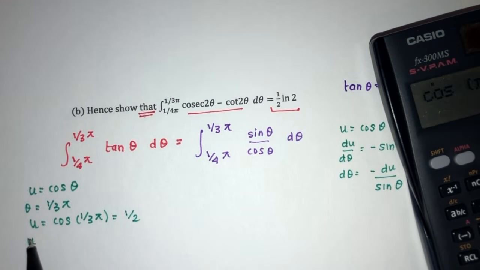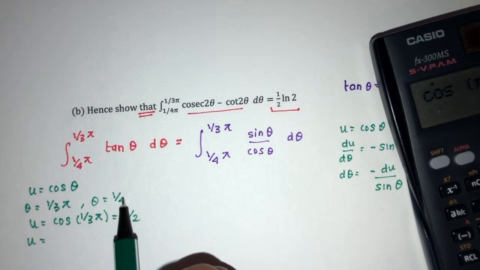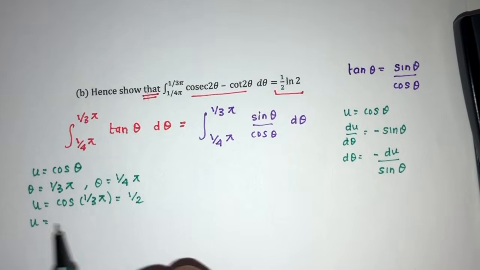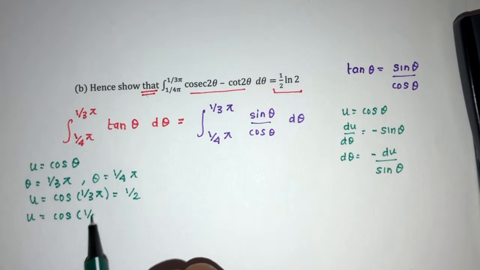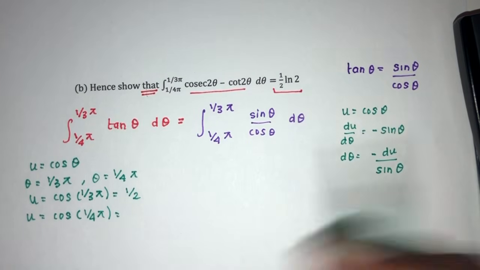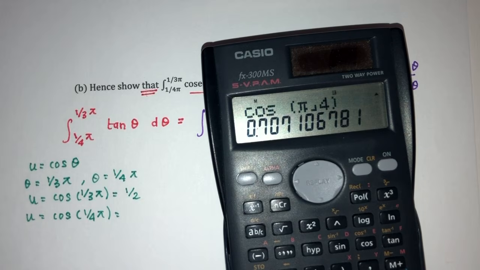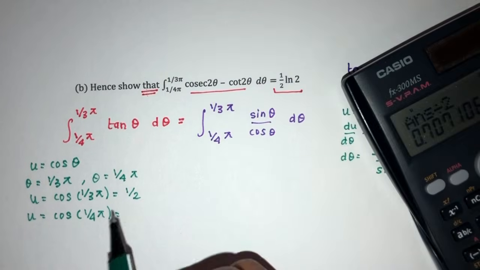And of course we have to also choose when theta is equal to 1 over 4 pi. Again, you have to know the exact values of a few angles because it will help you with showing the exact values of this. Now 1 over 4, what will that give you? So cos of pi over 4 will be this, and I happen to know that cos of 45 is what? It is root 2 divided by 2.